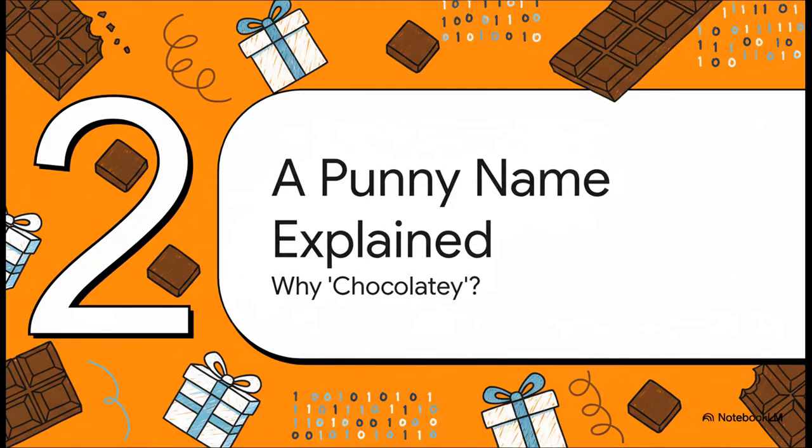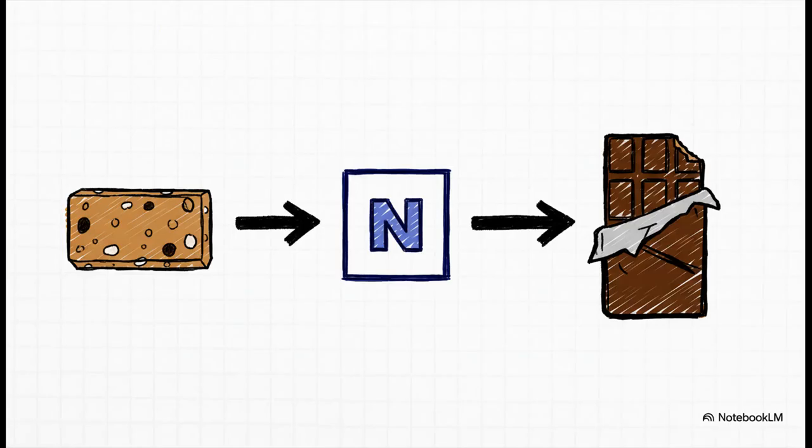Okay, but we have to talk about the name. Chocolatey? It's kind of weird for a piece of software, right? Well, believe it or not, there's a pretty clever reason behind it. The name is actually a bit of a pun, a developer inside joke. You see, Chocolatey is built on top of an existing framework called NuGet. And NuGet, which is a play on the word nougat, you know, the chewy stuff in candy bars, is a package manager mostly for software developers. The creator of Chocolatey just decided to run with the sweet theme.